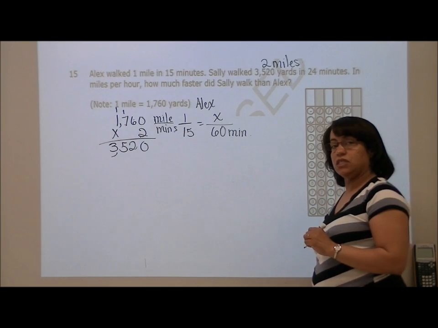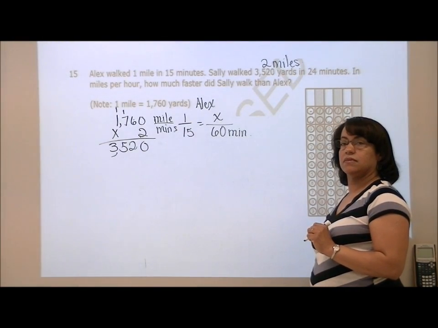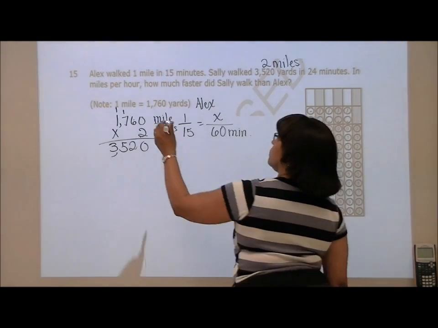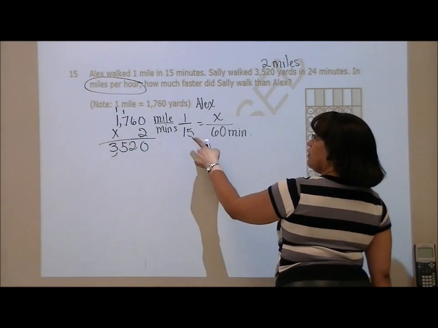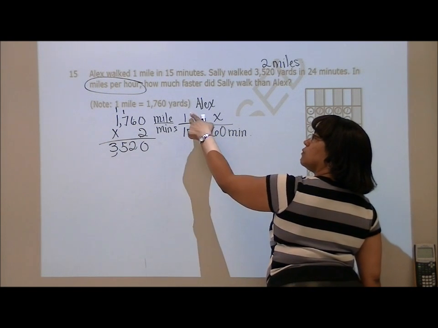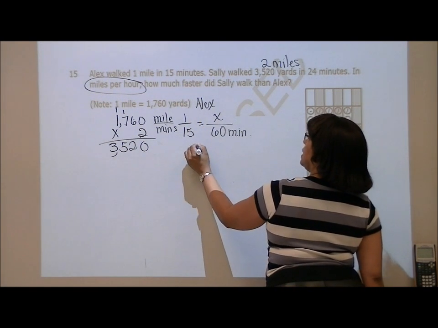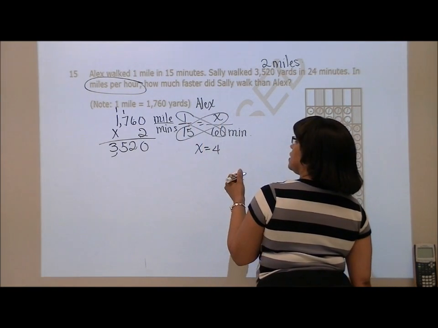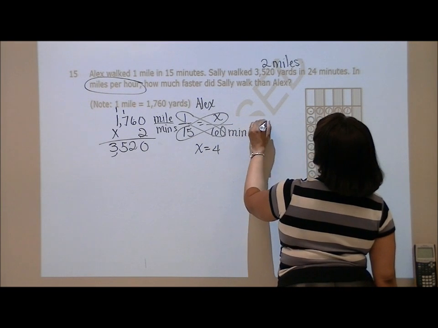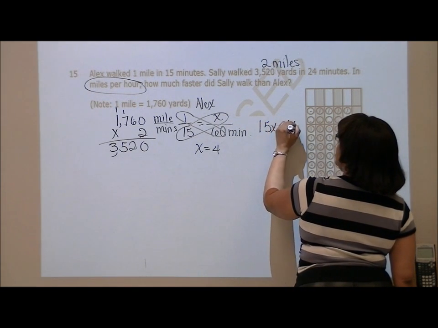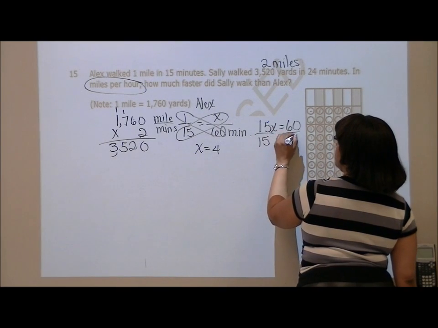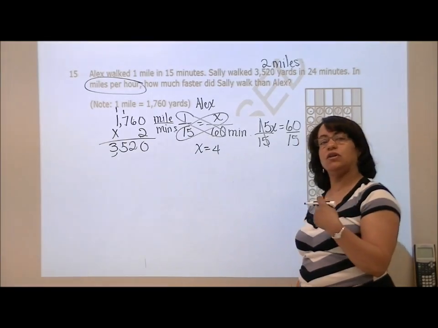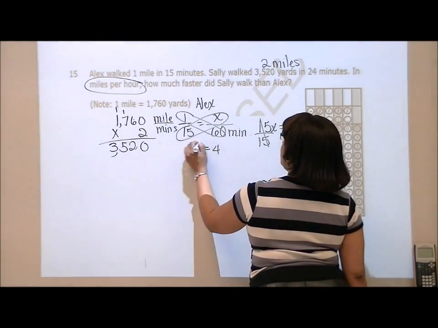And why do you think I chose 60 minutes? Because 1 hour is 60 minutes, and they want to know their answer in miles per hour. Good. So now 15 goes into 60 4 times, and 4 times 1 is 4. So right here, x is equal to 4. What I really did was I cross-multiplied and I divided, which is just 15 times x is equal to 60, and then you divide each side by 15. We know 15 twice is 30, so if we double that, we know it's going to take 4 times. So we have 4 for Alex.